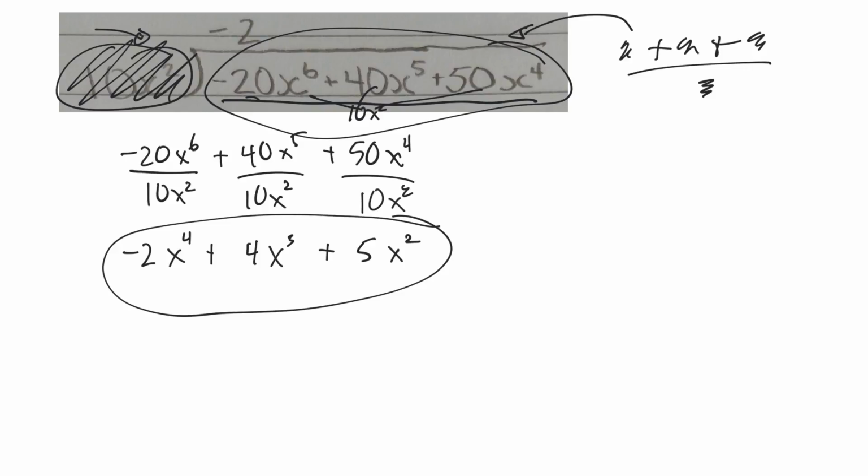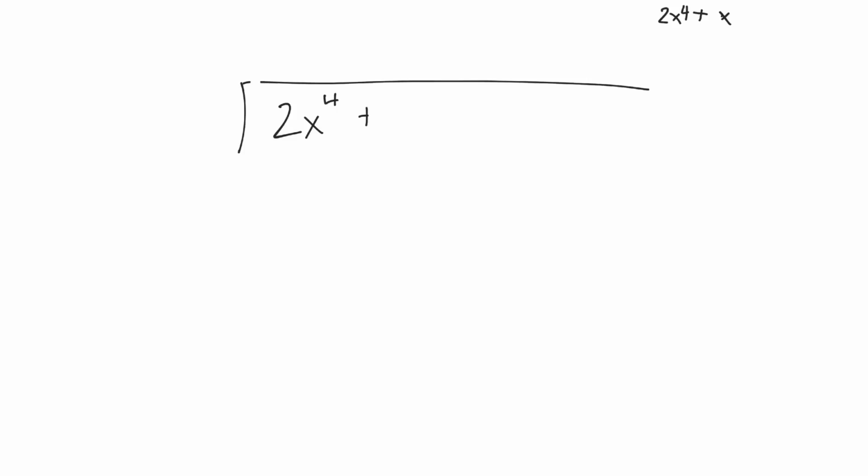Now that's different than a question where you have, I'll just make one up, say 2x to the 4th plus x squared minus 15x plus 3. Say that's my question. And let's divide that by, say, x squared plus 2.